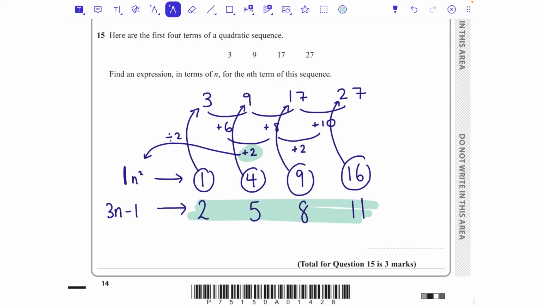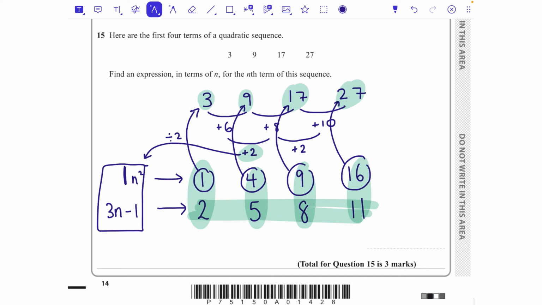And then we can see that if we put those together, 1 and 2 makes 3, 4 and 5 makes 9, 9 and 8 makes 17, 16 and 11 makes 27. So therefore these two nth terms together is my answer. So I need n squared add 3n minus 1 for 3 marks. I've just added those together. That's going to give me the sequence that I want.